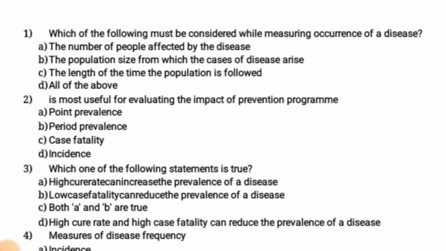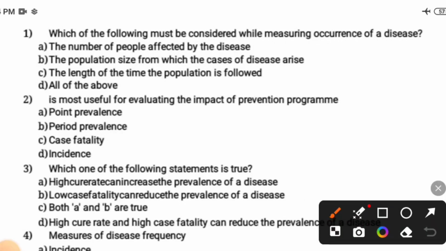Which of the following must be considered while measuring occurrence of a disease? The number of people affected by the disease, the population size from which the cases of disease arise, the length of the time the population is followed, or D, all of the above. So the single best answer here is D, all of the above.